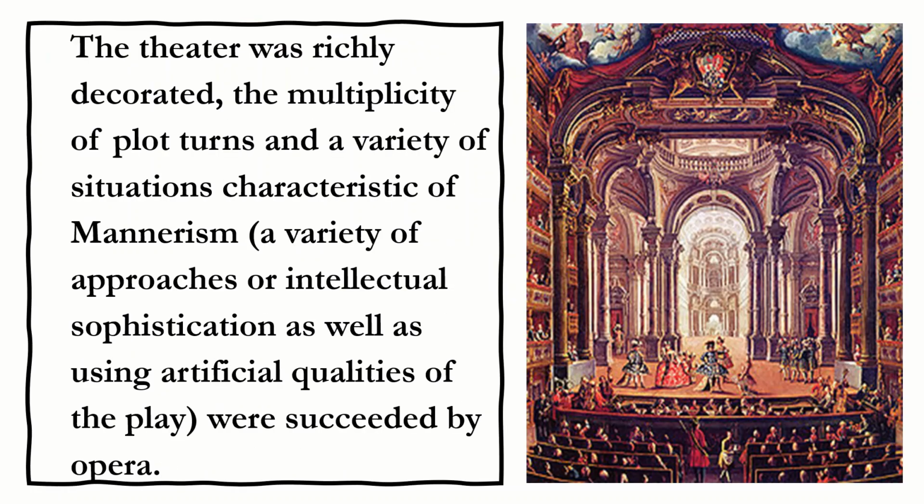The multiplicity of plot turns and a variety of situations, characteristics of mannerism, a variety of approaches or intellectual sophistication, as well as using artificial qualities of the play were succeeded by opera. The use of theatrical technologies in the Baroque period may be seen in the Vattel 2000, Farinelli 1999, and in the different stage productions of Orpheus by Claudio Monteverdi.